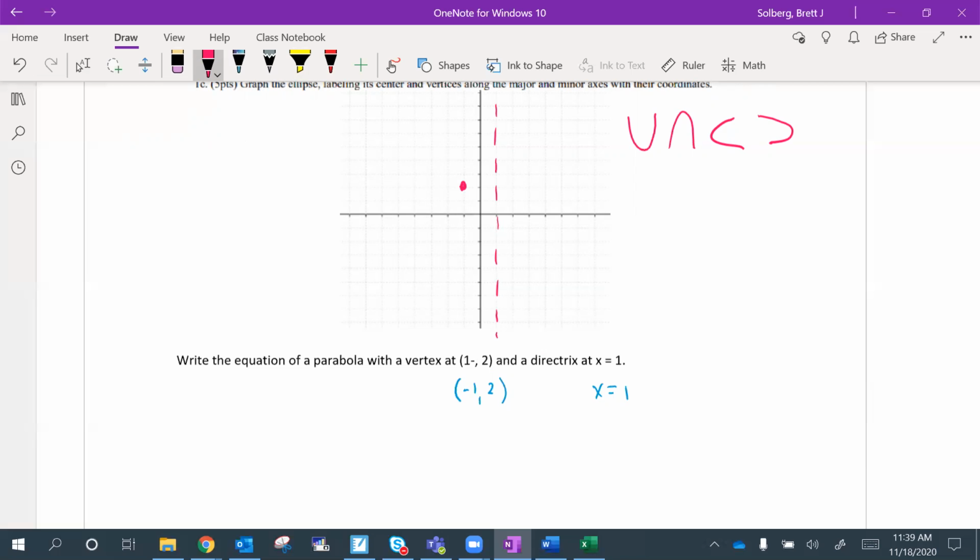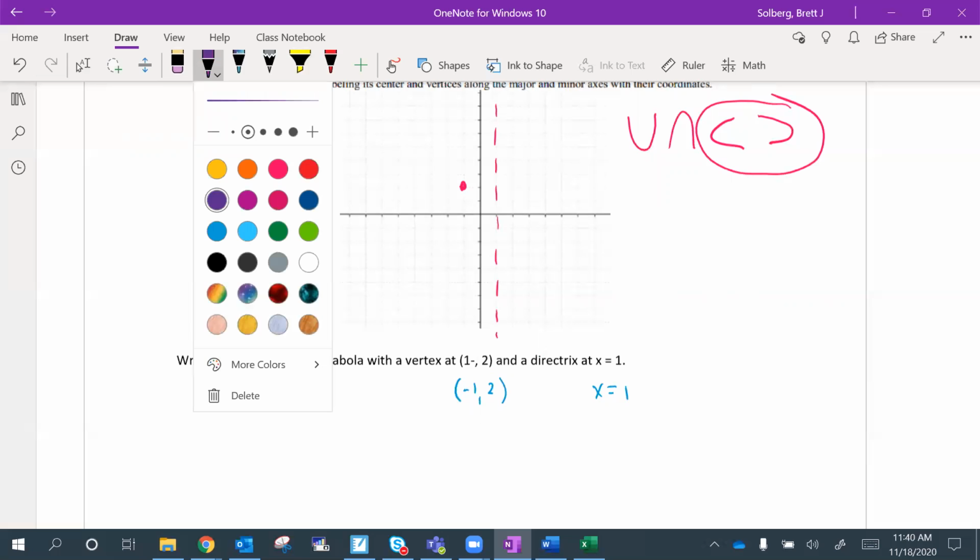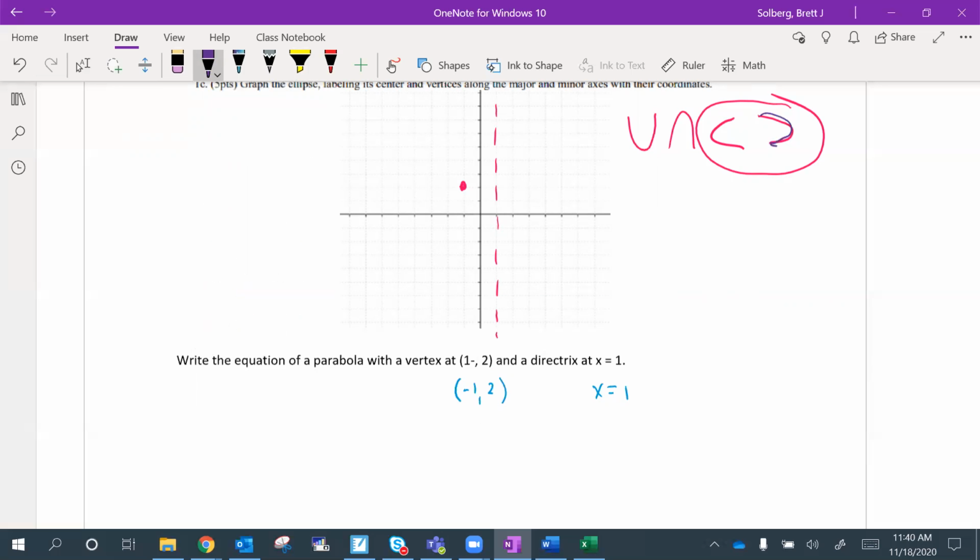So it is going to be facing, it's one of these two, but it's not going to be to the right because the directrix is going to be on the opposite side of it. And so this one is actually going to be going to the left. Yeah, that's what I meant. All right. You're good. I say the wrong thing all the time. So it's going to be this one. It's opening to the left because we got the directrix right there.